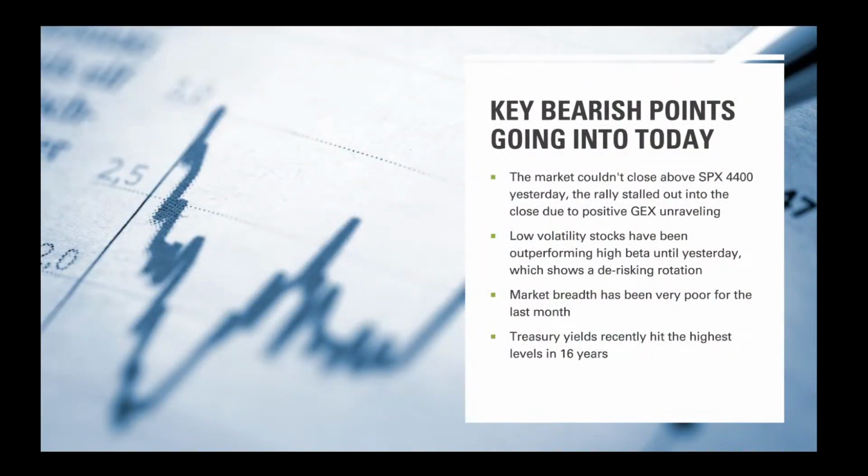And the key bearish points going into today: the market couldn't close above SPX 4400 yesterday, so this is an overnight bounce. The rally stalled out into the close due to positive GEX unraveling.